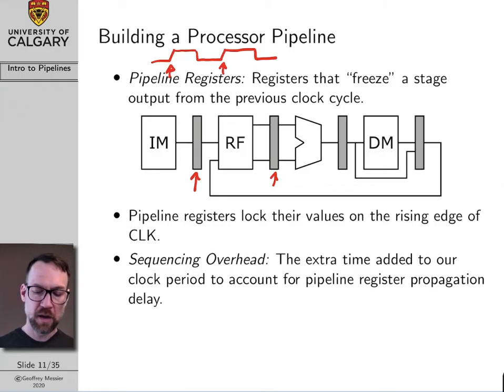So anytime you add logic to a chain like this, you add a little bit of extra propagation delay. So that's something called sequencing overhead. But again, the purpose of this first pipeline register is to freeze the output of the instruction memory so that the instruction memory can start fetching the next instruction while the register stage still works on the first instruction.